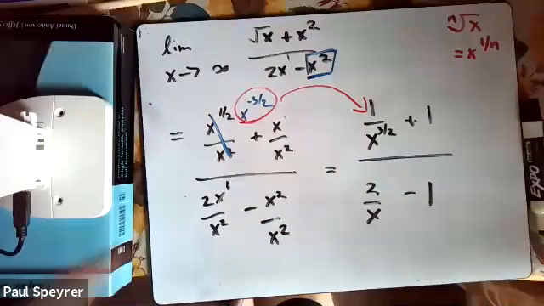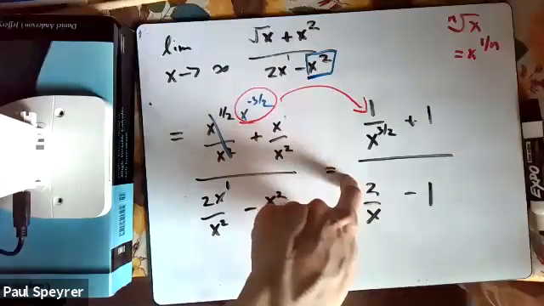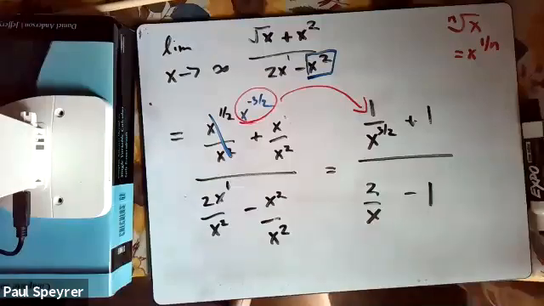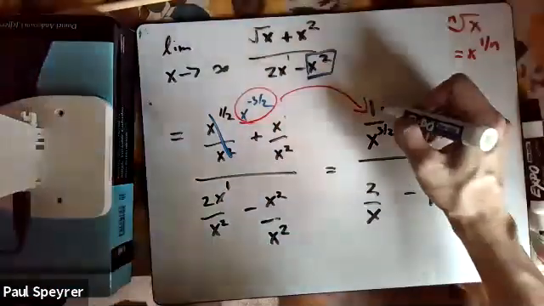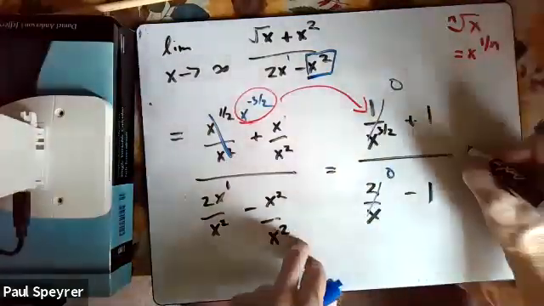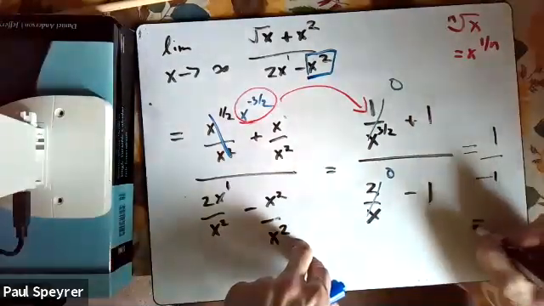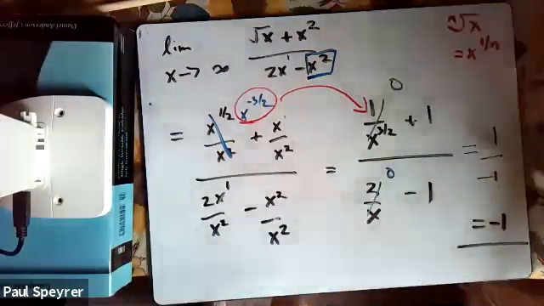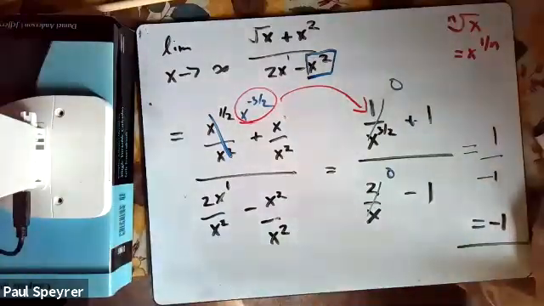Now, if we plug infinity in, will we wind up with infinity over infinity, which would be indeterminate form? No. We're going to get something that does exist, because a constant over infinity goes to 0. What are you left with, though? 1 over negative 1, which is equal to negative 1. So watch the signs: positive over negative is a negative.